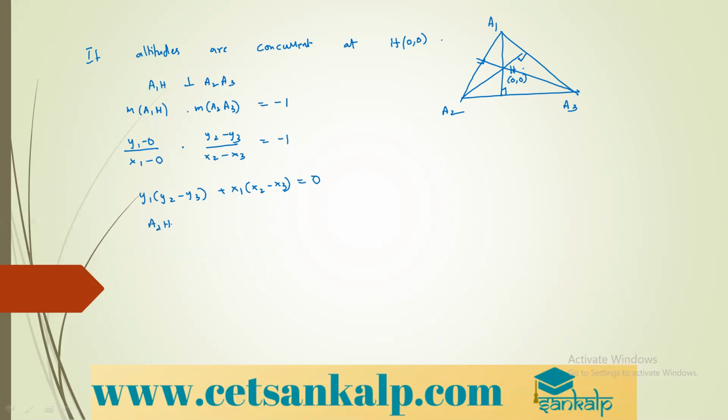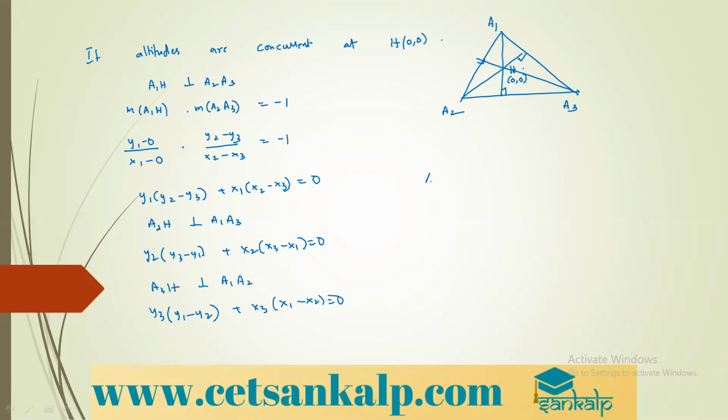Similarly, I can say A2H is perpendicular to A1A3. So what I can write? y2 into y3 minus y1 plus x2 into x3 minus x1 will be 0. Similarly, A3H is perpendicular to A1A2. So what I can write? y3 into y1 minus y2 plus x3 into x1 minus x2 equal to 0.